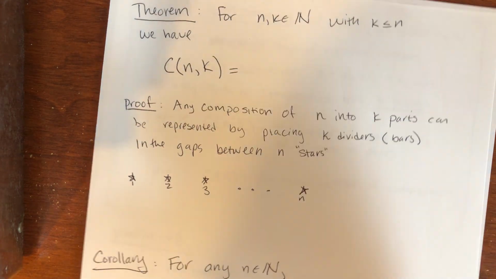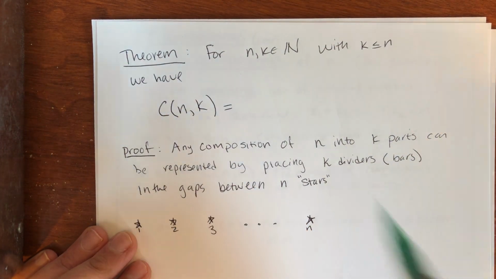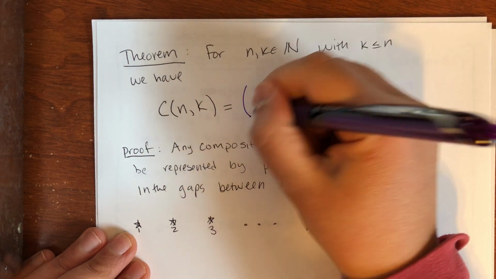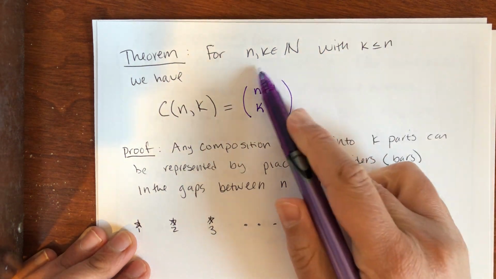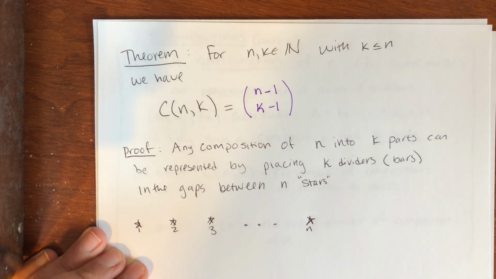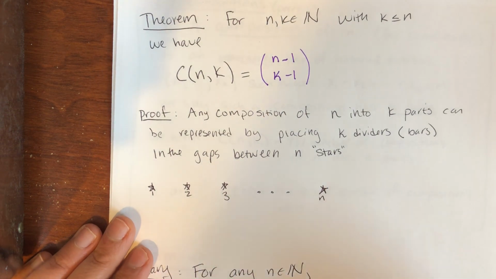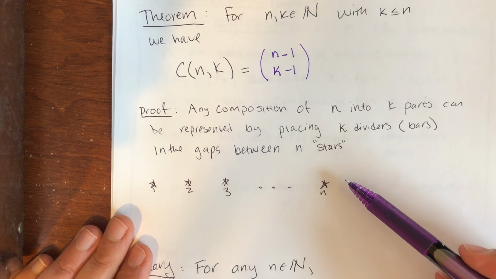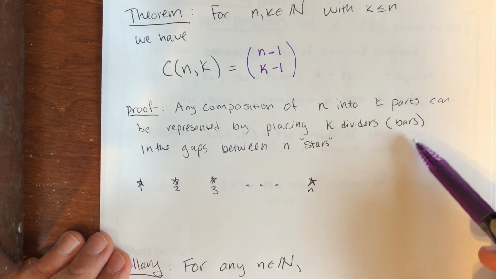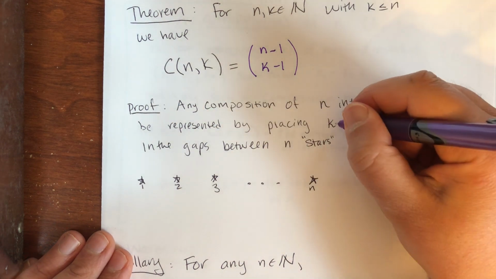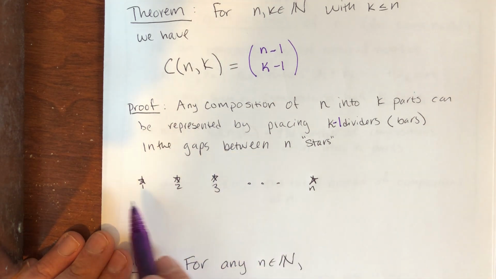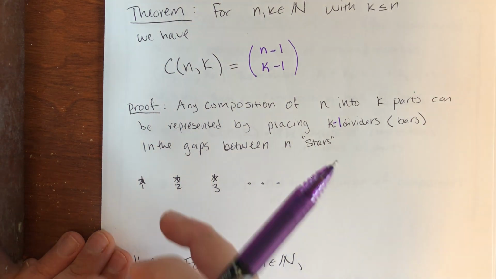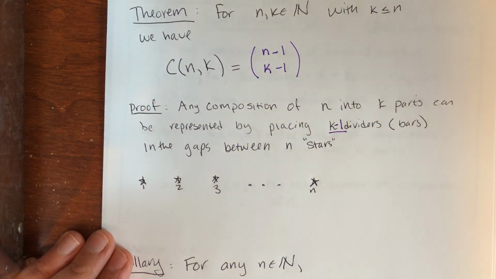So that leads us to our theorem here, that we can compute the number of compositions of n into k places using the formula n minus 1 choose k minus 1, as long as n and k are natural numbers with k less than or equal to n. And the proof of that is really just the same argument we gave on the last page, but using n's and k's instead. So any composition of n into k parts can be represented by placing k minus 1 dividers in the gaps between n stars. Right? If you want k pieces, you only need k minus 1 dividers.